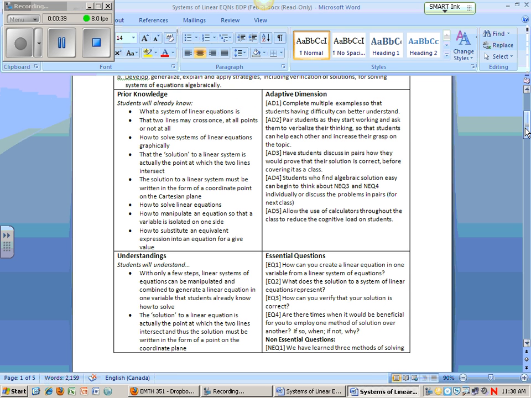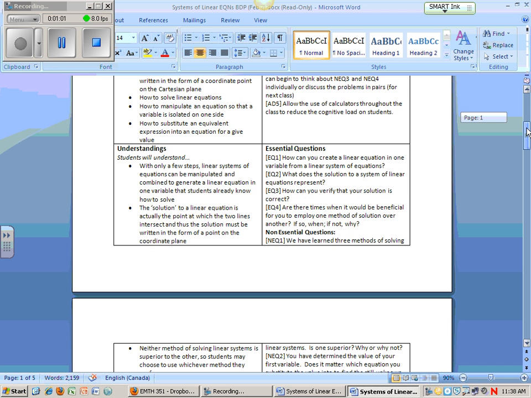So the prior knowledge: you'd already know what a system of linear equations is, and that two lines may cross once, at all points, or not at all. There are a bunch of other different things about linear systems that are really important to learn, basically the graphing, what it looks like, and what it actually means to have a solution to your linear equation.